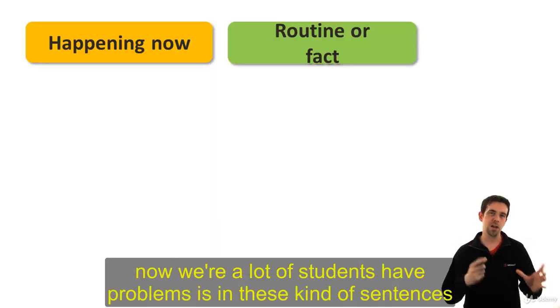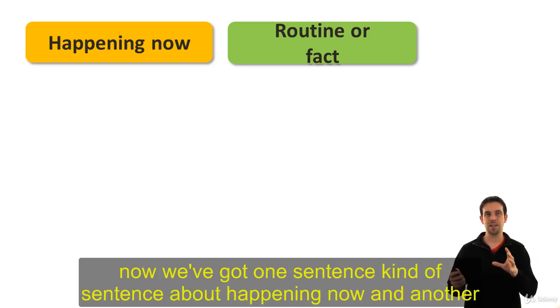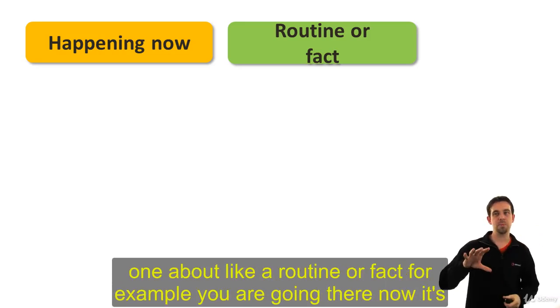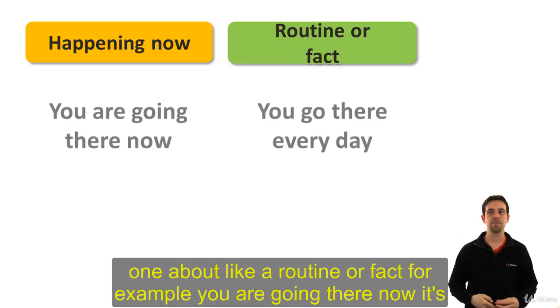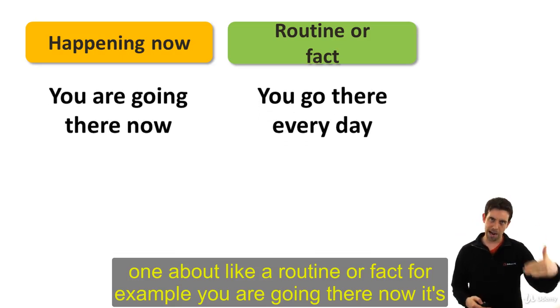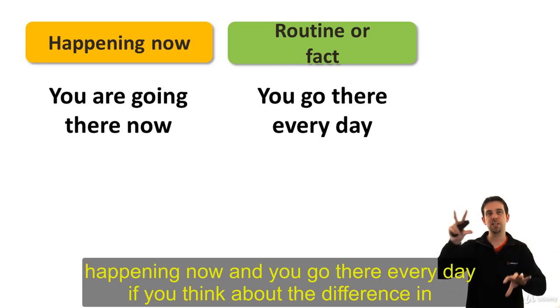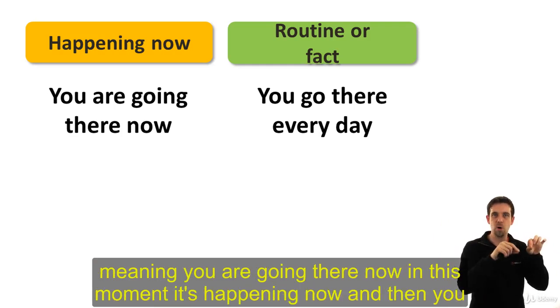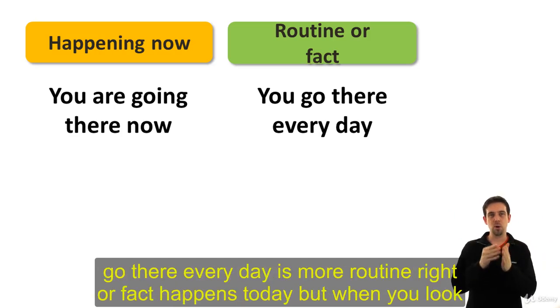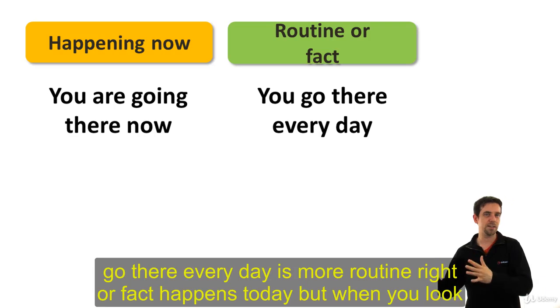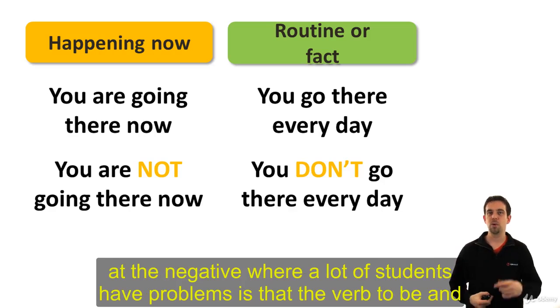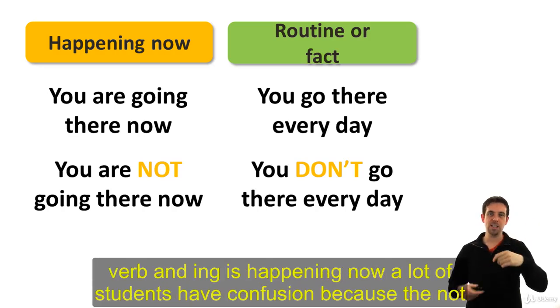Now, where a lot of students have problems is in these kinds of sentences. Now, we've got one kind of sentence about happening now, and another one about a routine or fact. For example, you are going there now, it's happening now, and you go there every day. If you think about the difference in meaning, you are going there now in this moment, it's happening now, and then you go there every day is more routine, right? Or a fact, happens every day. But when you look at the negative, where a lot of students have problems is that the verb to be and verb and ing is happening now.